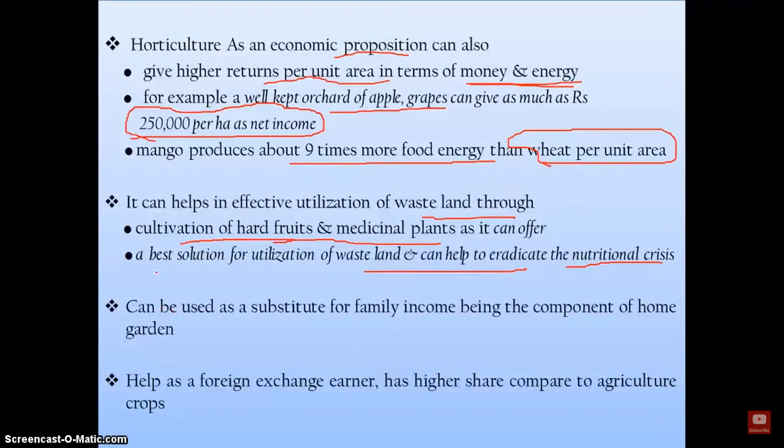Another aspect of horticulture is that it can be used as a supplement to family income, being a component of the home garden. Home gardening is an important aspect of horticulture, and one can save a lot of money by growing a home garden. Next, horticulture helps as a foreign exchange earner and has a higher share compared to agriculture crops. As we know, the demand for horticultural crops is very high and they can be transported to different countries of the world, so it can act as a foreign exchange earner.